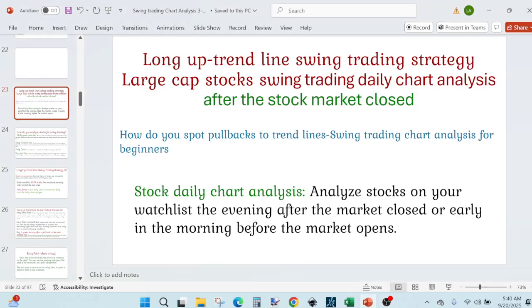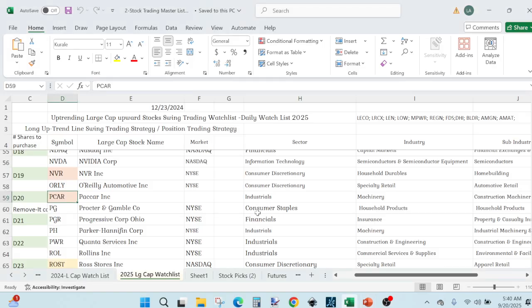Hello, how do you spot pullbacks to trend lines? Swing trading chart analysis for beginners. So, how do you spot pullbacks to trend lines? We are going to analyze two stocks here, and the first one is PCAR.